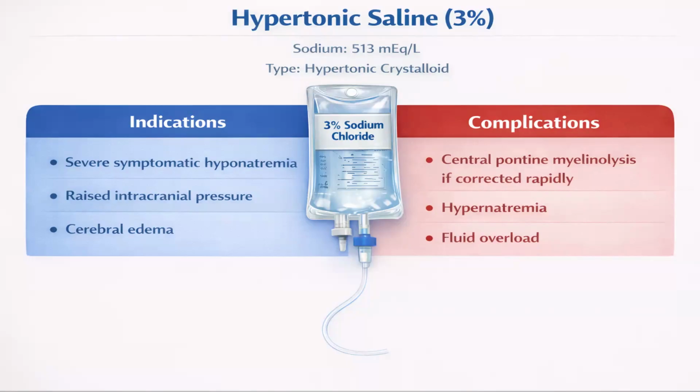It is mainly used in case of severe symptomatic hyponatremia, where it will raise the serum sodium quickly and reduce cerebral edema. It can also be used in refractory shock for rapid volume expansion. But it requires strict monitoring because rapid correction of the sodium can lead to osmotic demyelination syndrome. The complications include volume overload, pulmonary edema, hypernatremia, and local vein irritation.